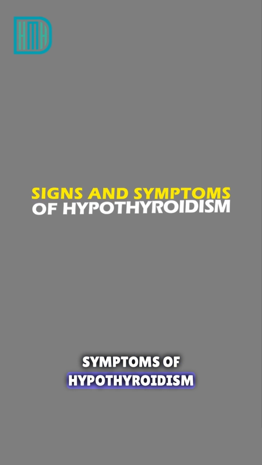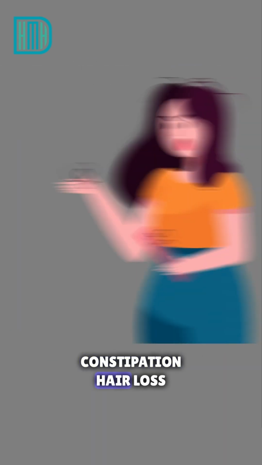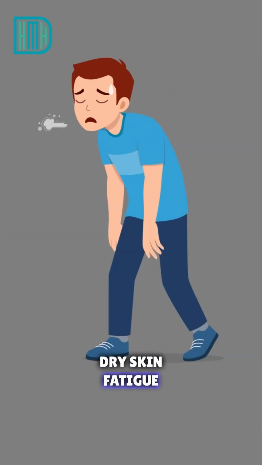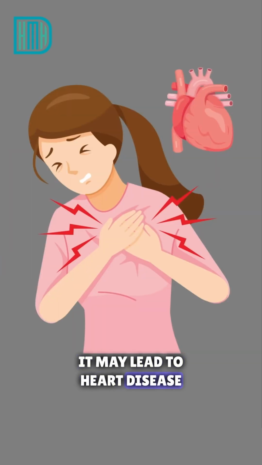Signs and symptoms of hypothyroidism: depression, mood swings, constipation, hair loss, dry skin, fatigue, changes in menstrual cycle, swelling of the thyroid gland. In prolonged and untreated cases, it may lead to heart disease, infertility, joint pain, and obesity.